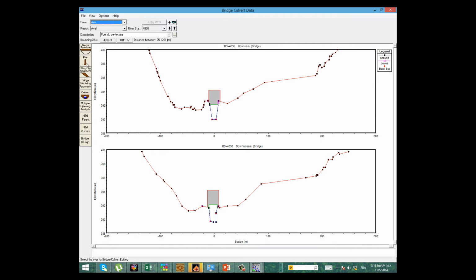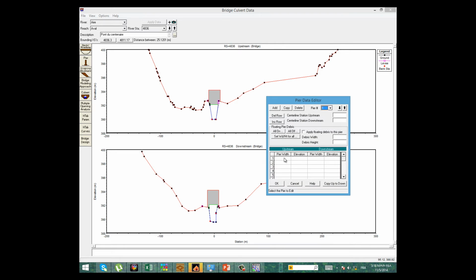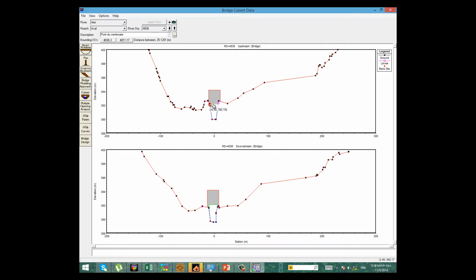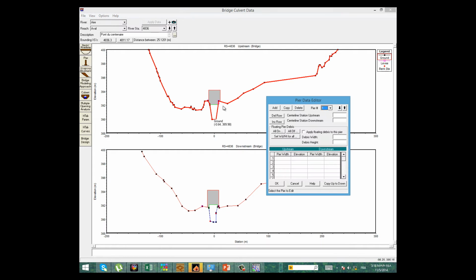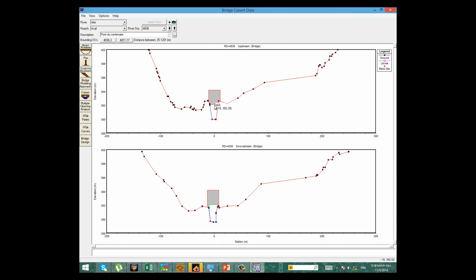If you want to have piers in the bridge, you can put piers here also. For example, you can take a deck elevation of 392. Let me take this as 392, and the lower one is 389. So we can put 389 and 3. How much was it? 392.